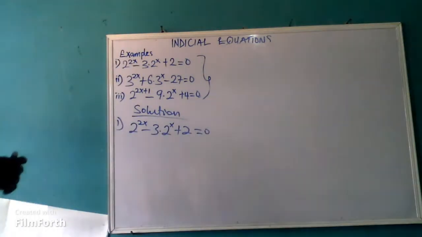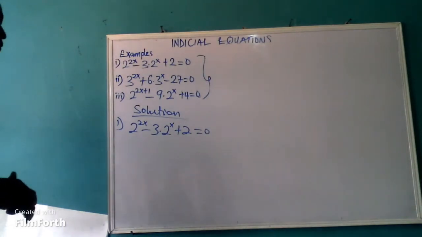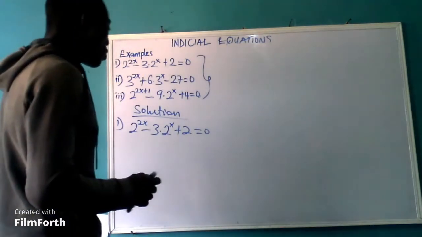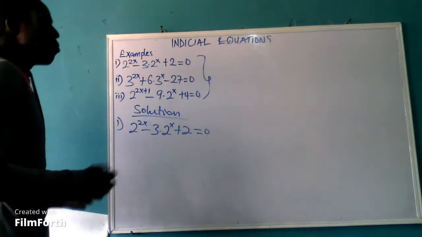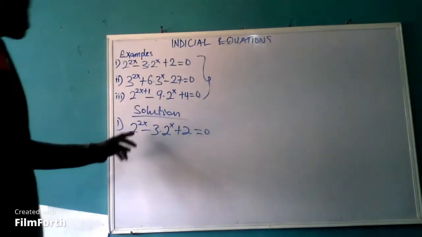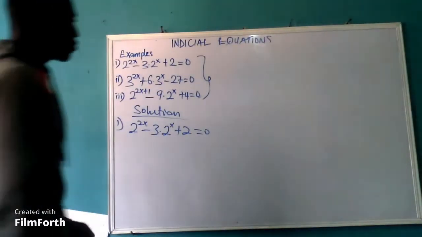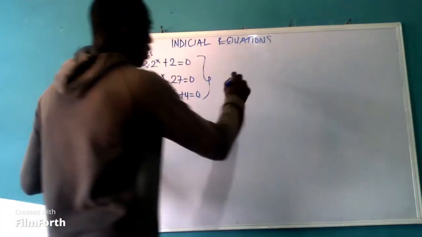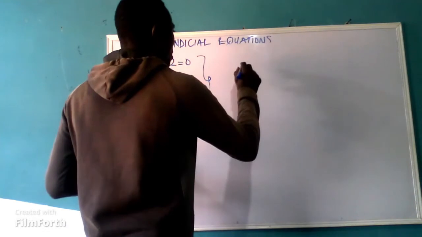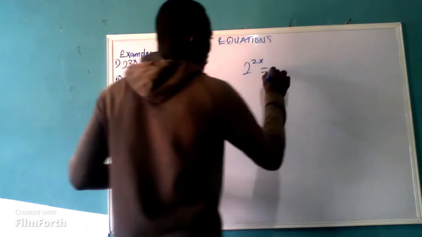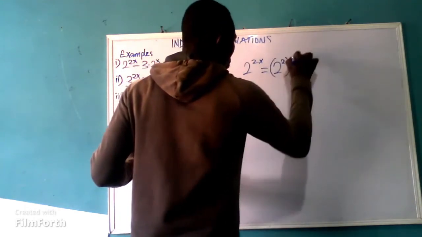First and foremost, we want to transform this equation into a quadratic equation, and we can do this by applying one or more laws of indices. Don't forget that this 2 raised to power 2x, going by the law that has to do with product of indices, can be rewritten as 2 raised to power 2, everything in the bracket raised to power x.